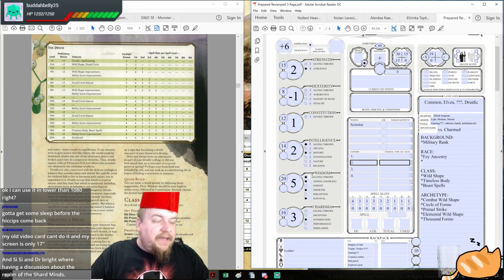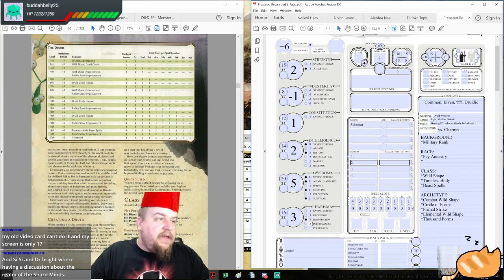Wisdom is going to be 11, as well as animal handling, medicine, and survival. Perception is 5, insight is 5. And we have 3, 3, 9, 3, and 3 for our charisma skills.